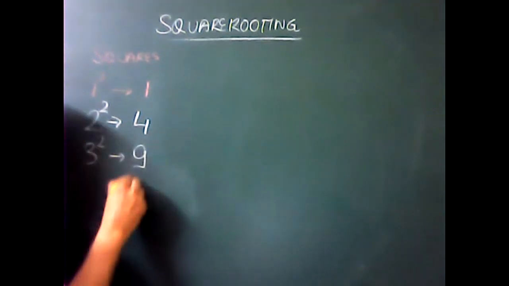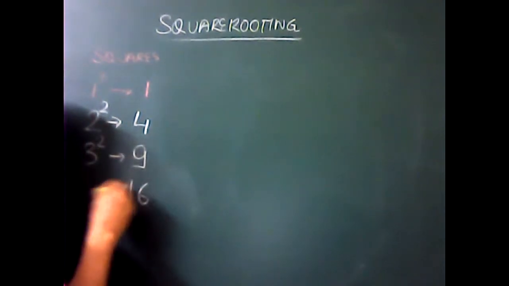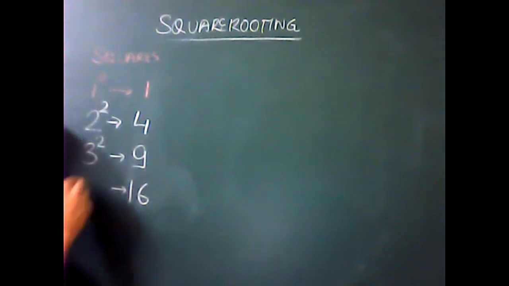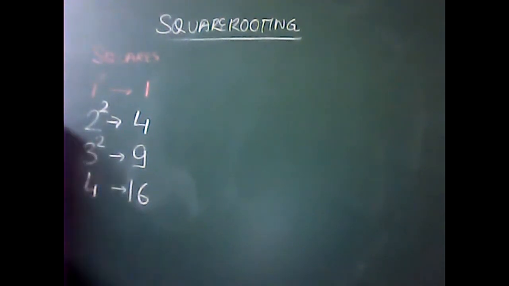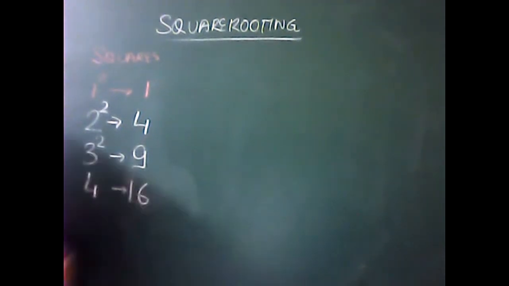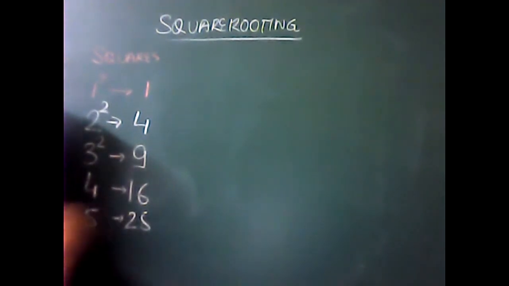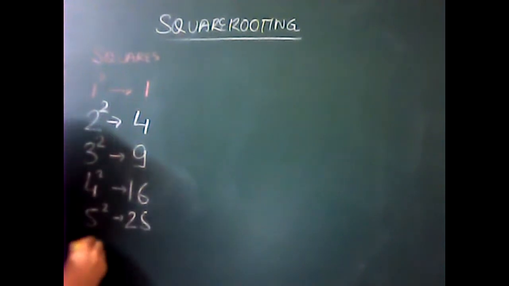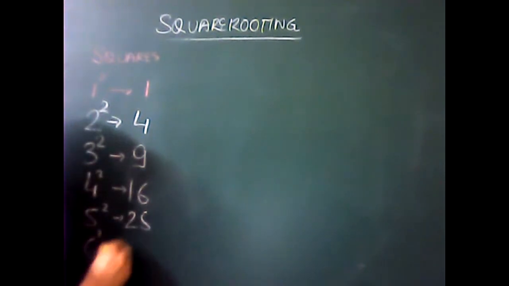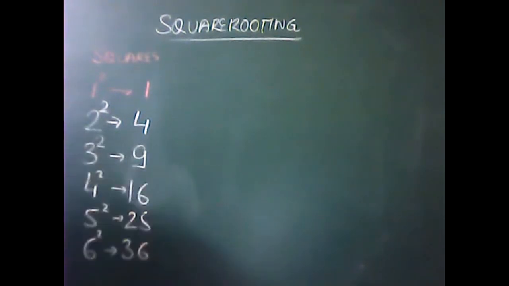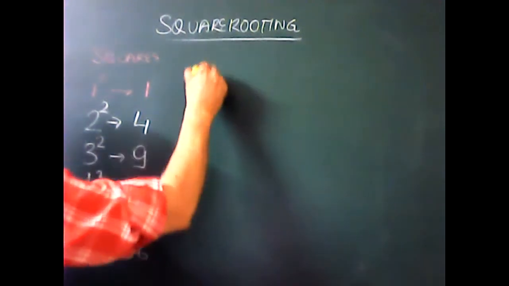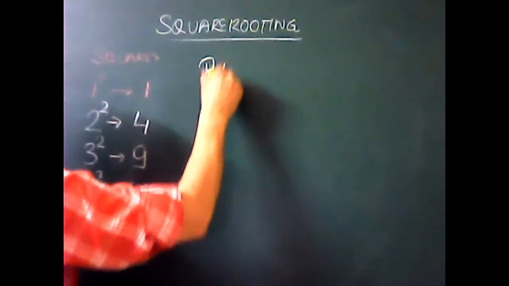So if I say what is the square root of 16, what will you say? 4. Square root of 25, 5. Square root of 36, 6. Good. So you got an idea what square root is? Yes. Okay. How is square root represented?